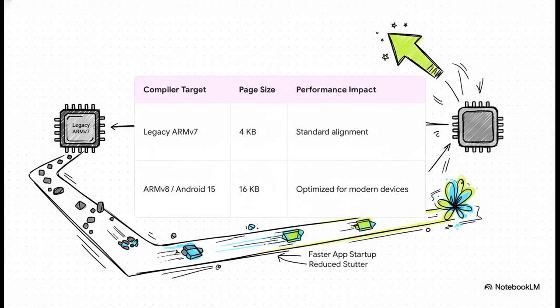Now, this is where it gets really interesting. It's a small change with a huge impact. Modern Android phones running 64-bit processors now want to work with 16-kilobyte chunks of memory instead of the old 4-kilobyte standard. By using a tool chain that knows this, you cut down on the work the OS has to do to manage memory. And what's the result? Faster app startups and less of that system-wide stutter.